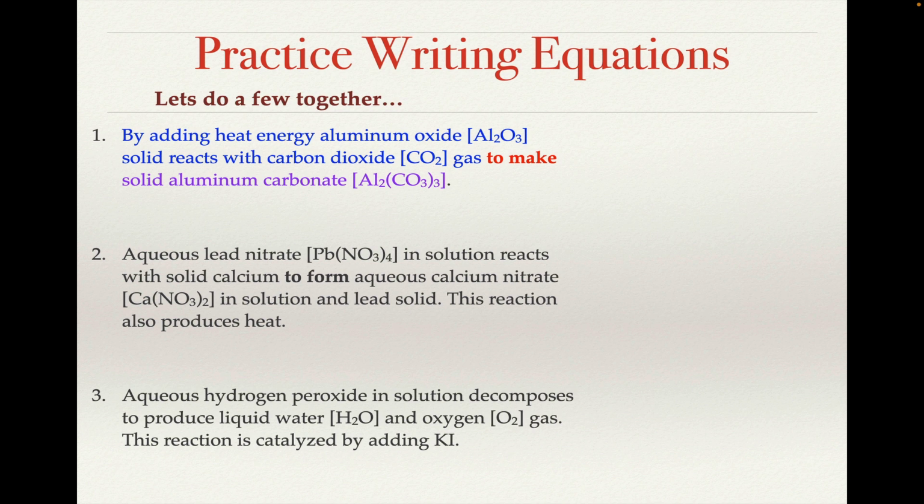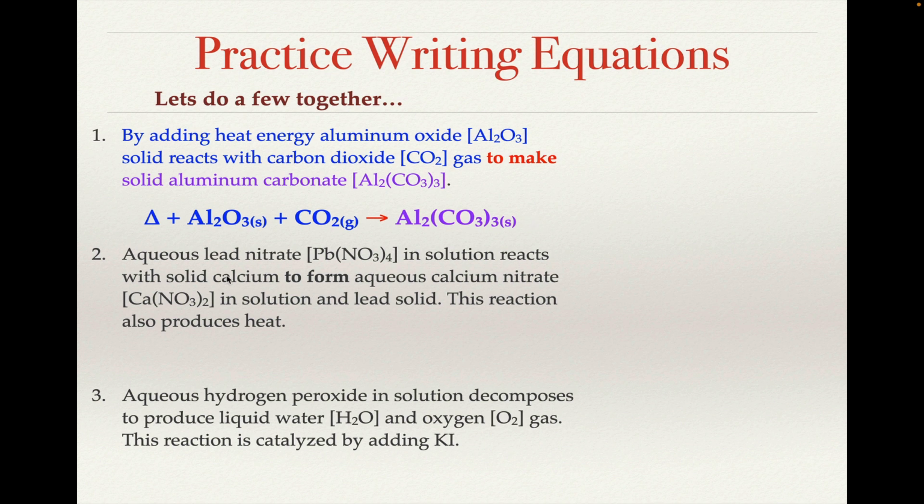So that was kind of in class. We did a lot of practice. So here we have heating, by adding heat energy, aluminum oxide solid reacts with. So "reacts with" is kind of a key thing to tell us there's a plus sign there. Carbon dioxide gas to make, which tells us how we're going to produce solid aluminum carbonate. So we added heat energy. We have the aluminum oxide reacts with carbon dioxide gas to make, that's our arrow in red, the aluminum carbonate solid. Okay, so we're taking this sentence and rewriting it as a formula instead.